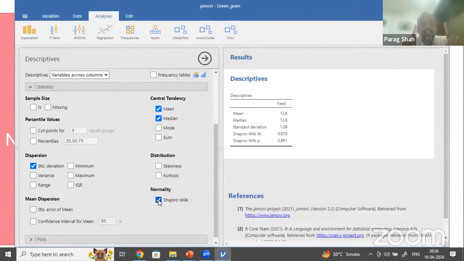What I've done in exploration, I've gone into descriptive, selected my scale variable that I want to check, and then I've just tick marked normality, which is written over here also. So click on Shapiro. What is the result showing? My W value is 0.970 and my P value is 0.891.